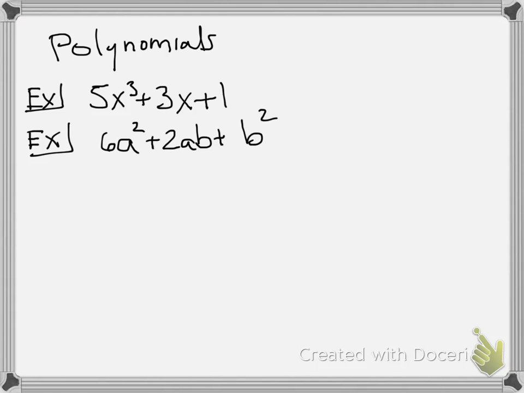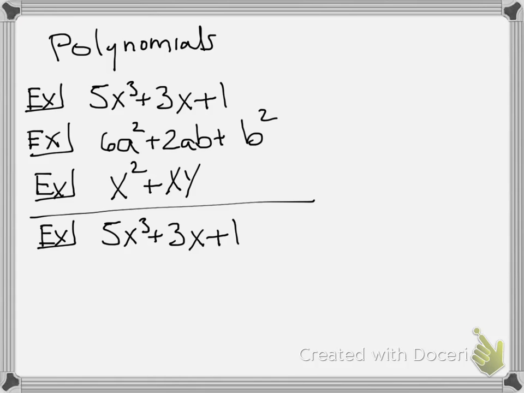It gets more complicated. We can have one like this, 6x squared plus 2ab. Notice we have another variable in there, so we don't only have to have single variables, we can have multiple variables. So this is a polynomial as well. Here's another example. There are countless examples of polynomials, but here you get the point of what it is. And I should even mention, technically, x is a polynomial.